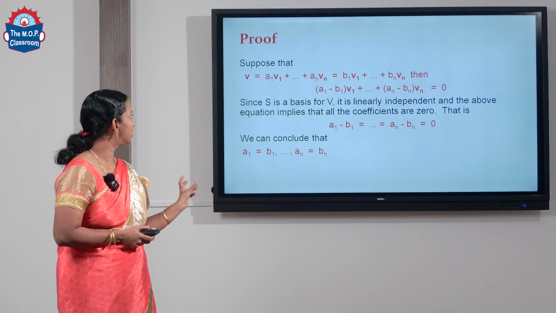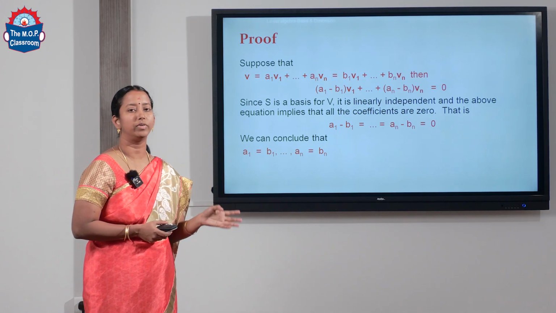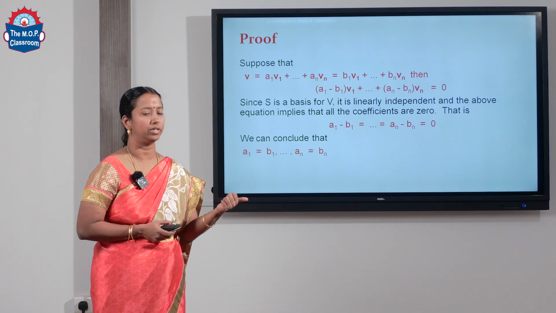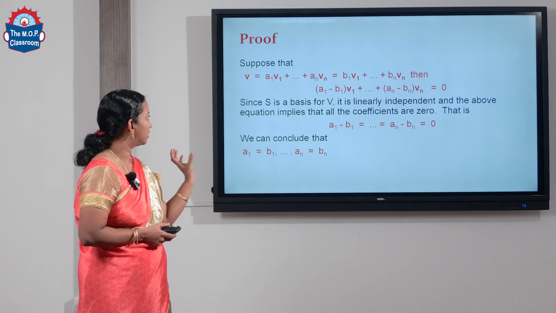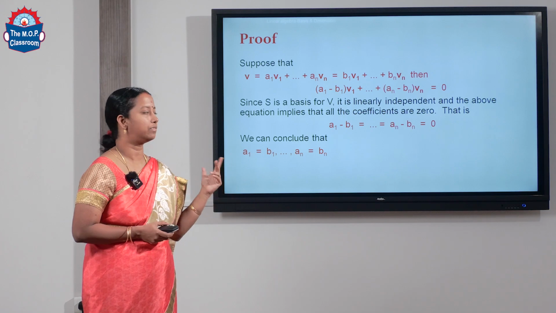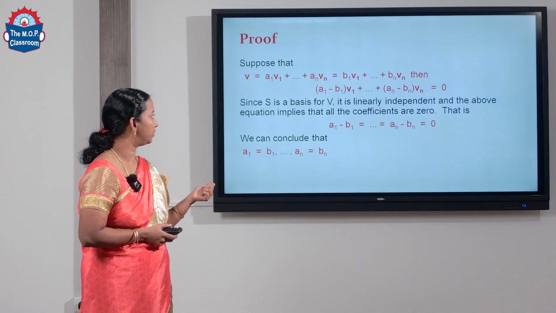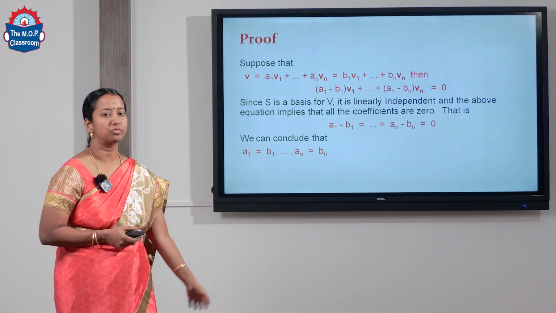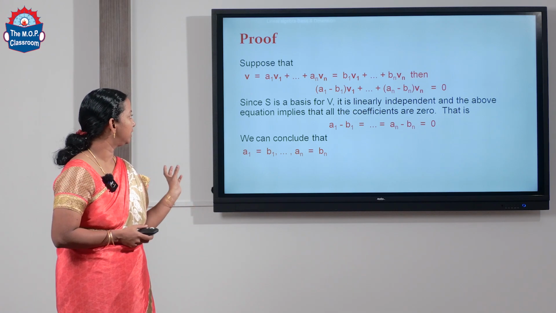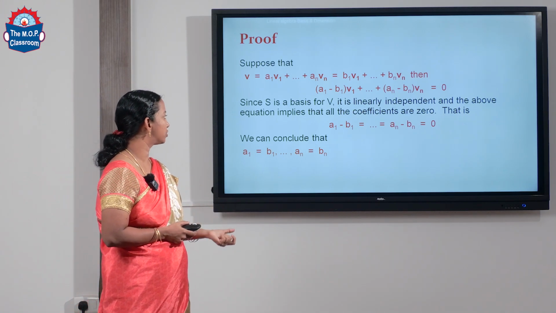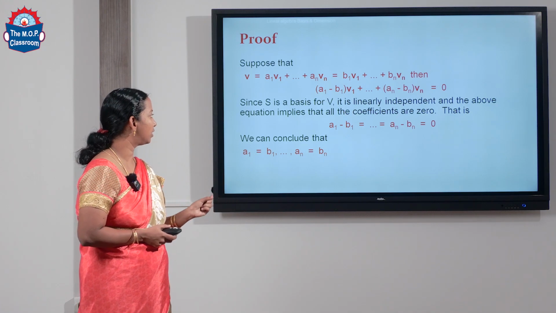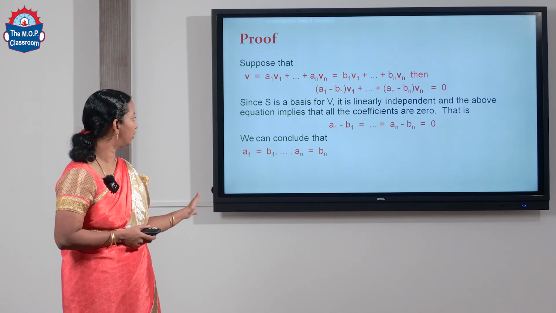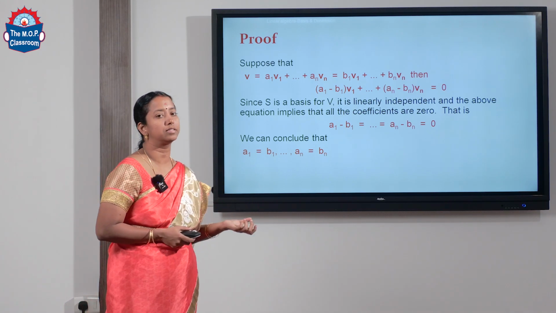Proof: let V be equal to these linear combinations, that is A1 V1 plus etc. An Vn, which is equal to B1 V1 plus etc. Bn Vn. Then we take the coefficients for each vector: A1 minus B1 into V1 plus etc. An minus Bn into Vn, which is equal to 0. Since S is a basis for V, it is linearly independent, and the above implication shows that A1 minus B1 equals etc. An minus Bn equals 0, and we conclude that A1 equals B1 and so on, An equals Bn, and this is the span for V.